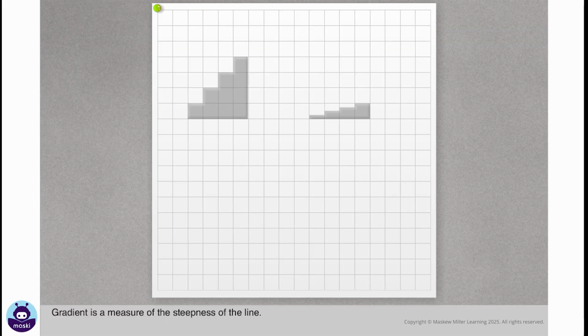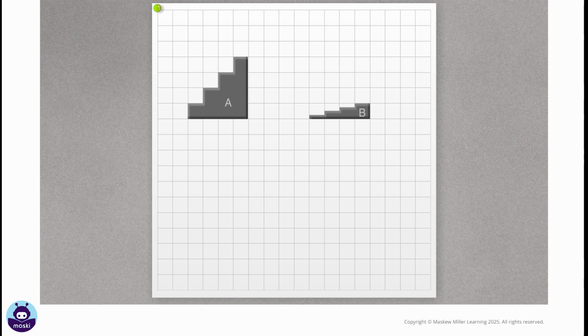Derivation of formula. Gradient is a measurement of the steepness of the line. The staircase A on the left of the screen is more steep than the staircase B on the right. If we draw two lines along both the staircases, the one on the left will have a greater gradient than the one on the right.